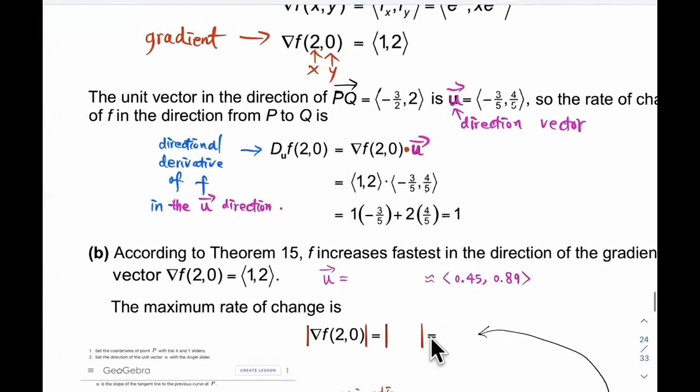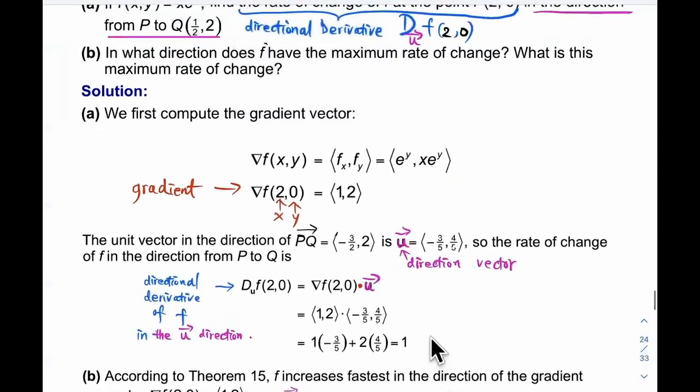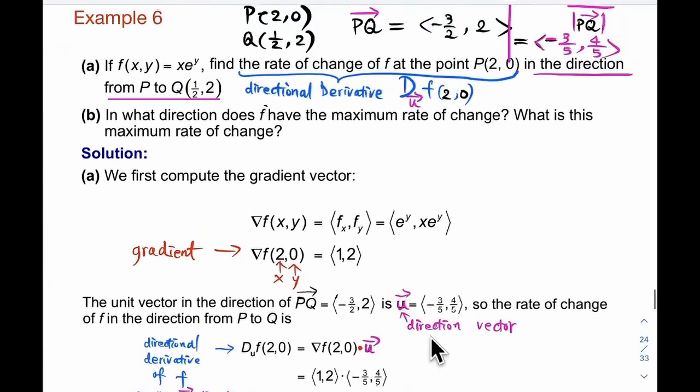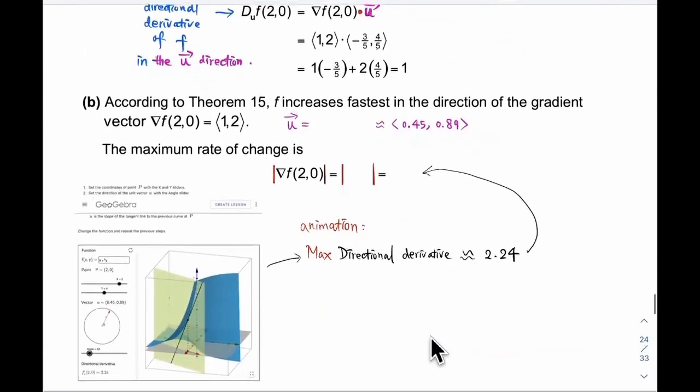Now, according to the theorem that we just had, let's look at the second part of the question. We finished the first part, part A. We found the rate of change of the function at this point in this direction. Part B: in what direction does the function have maximum rate of change, and what is the maximum rate of change?